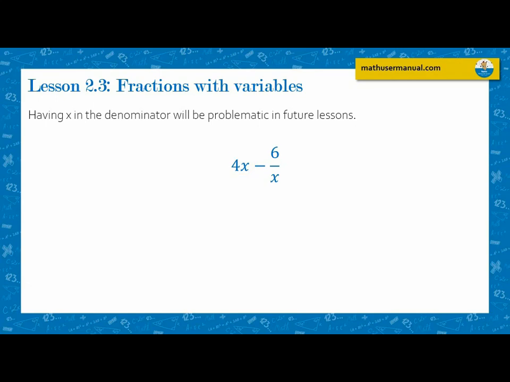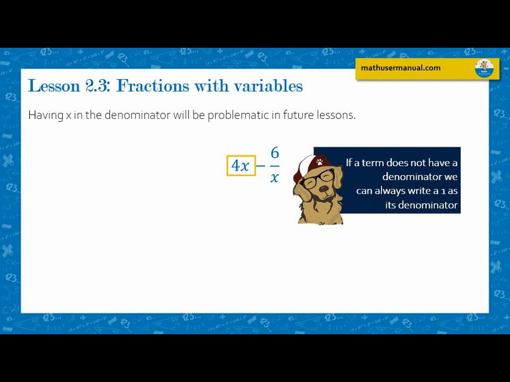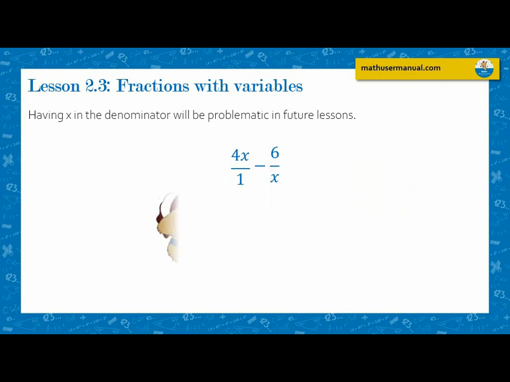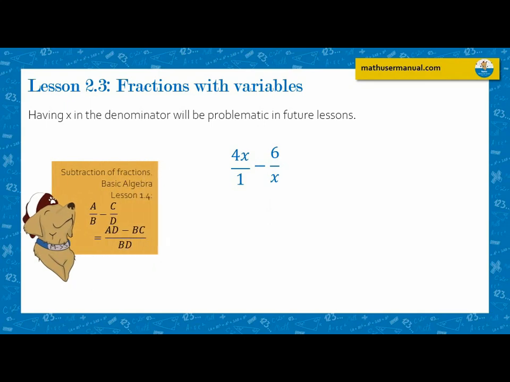Remember, this 4x is not a fraction. Technically, it's not a fraction, but we can turn it into a fraction by using the rule of dividing it by 1. Every time that we don't have a fraction, we can turn it into a fraction by writing a 1 in the denominator. So now this is 4x over 1, and now this is a fraction. And because it is a fraction, we can apply the rule of subtraction of fractions, for which we start multiplying the denominators, which is 1 times x, but 1 times x is just x, and that's our denominator.